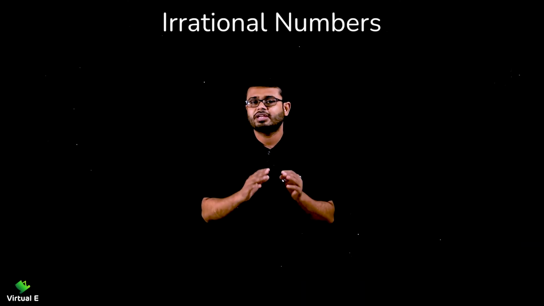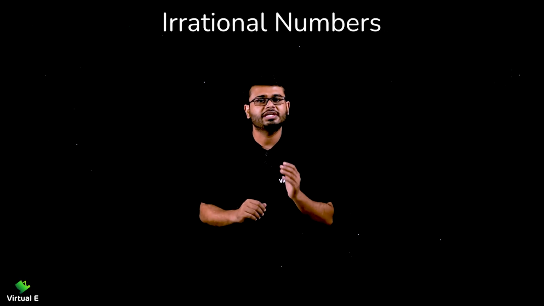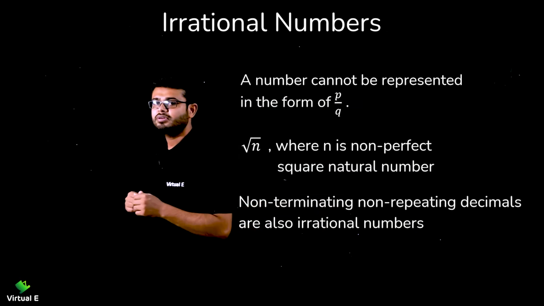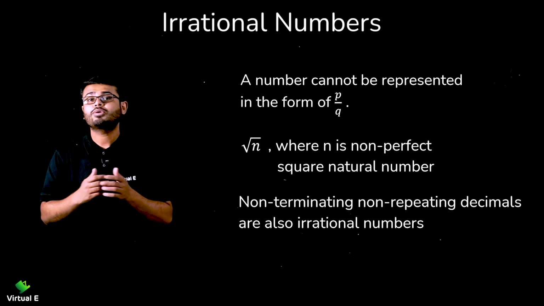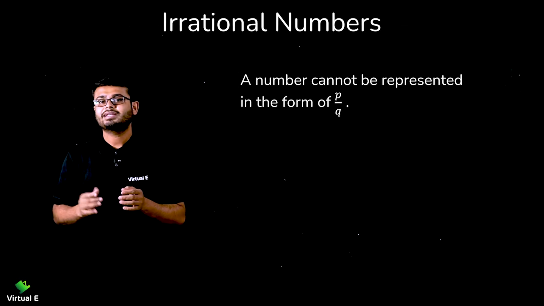So far we discussed the rational numbers: any number that you can express in the form of p by q is a rational number. Now let's learn about the irrational numbers. Suppose you cannot represent the number in the form of p by q, then what do we call it? That is called an irrational number, right? The best example of that is pi.